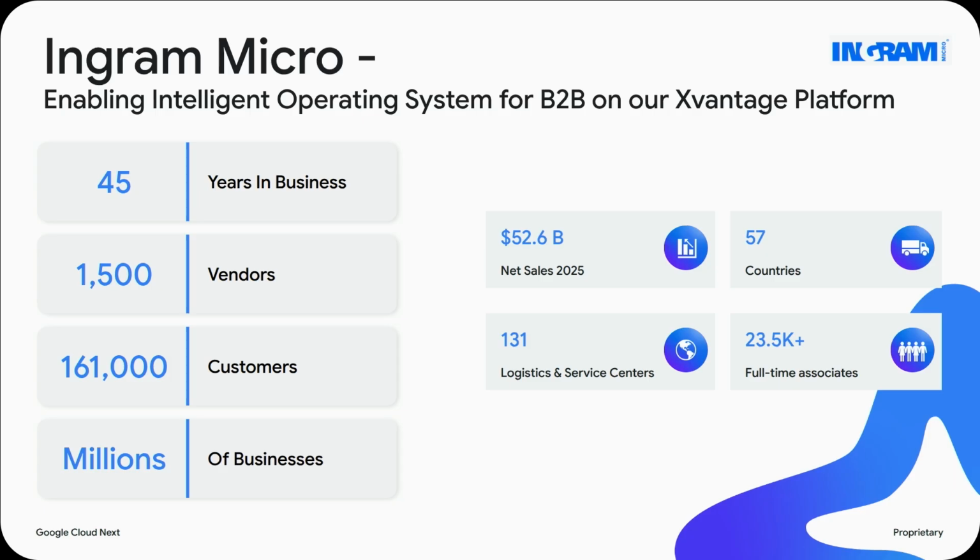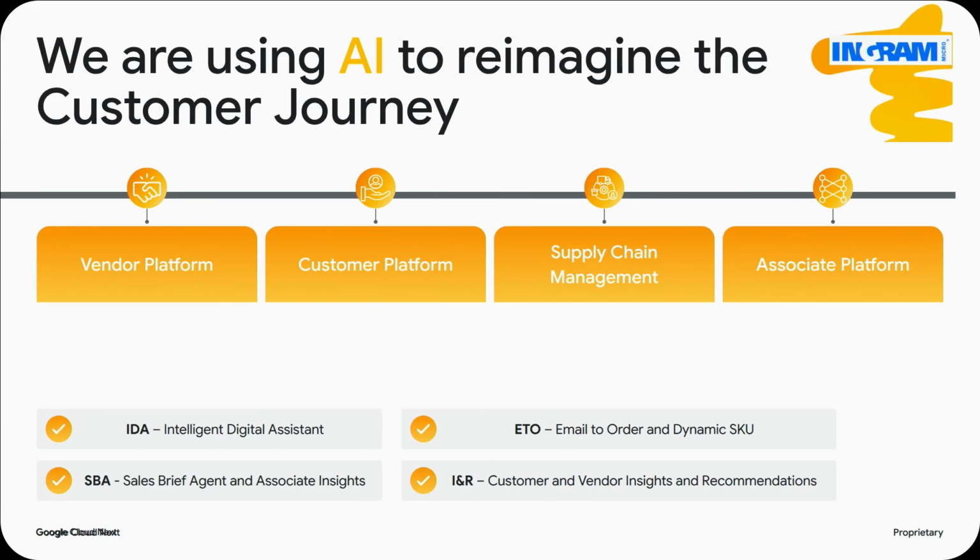And a very large business, $52 billion, this is just net revenue. The gross is much higher. 57 countries, very global. 131 logistics centers, and more than 23,000, 24,000 associates. And so what was our challenge when we started out? We wanted to reimagine this entire business. We started this about 4 years back, and we wanted to completely reimagine what we are doing.